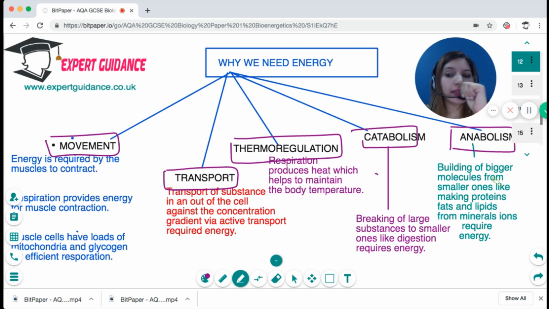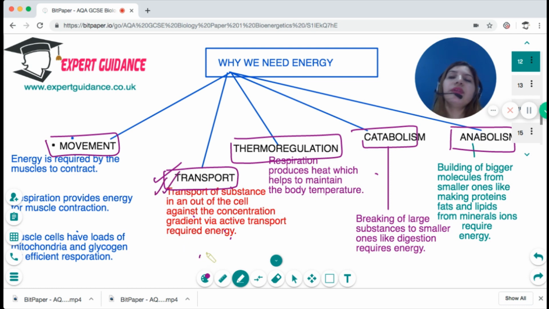So we need energy for the muscles to contract, because only when the muscles contract will we be allowed to move. So muscle cells are responsible for movement, and they are well adapted to do respiration. Therefore, they have loads of mitochondria, and they also store glycogen, which is the fuel for respiration. Next is for transport. You know that for active transport, we need energy because it is a movement of substances against the concentration gradient. So we need energy for transport via active transport.